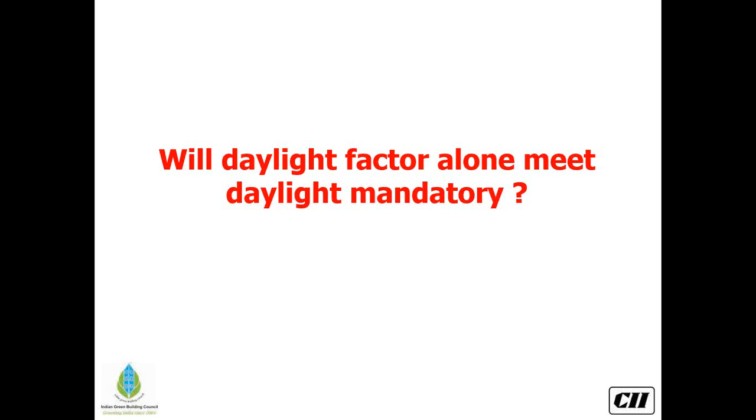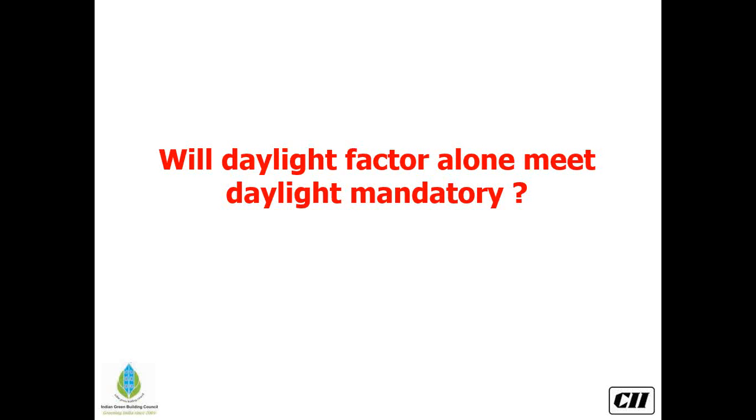Very important, one more note that I would like to share with you is, say for example, your project has 100 dwelling units, 99 of them are meeting a daylight factor of 2 in more than 75% of the areas, whereas one dwelling unit is just meeting the threshold, that is the 50% requirement.